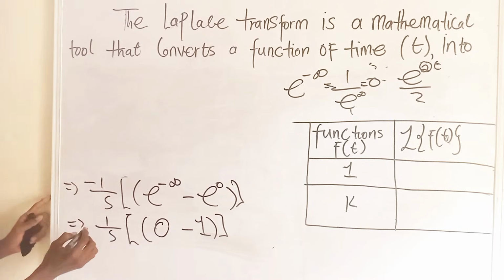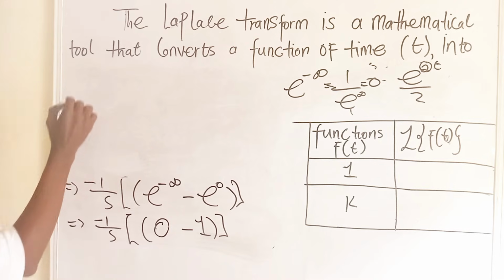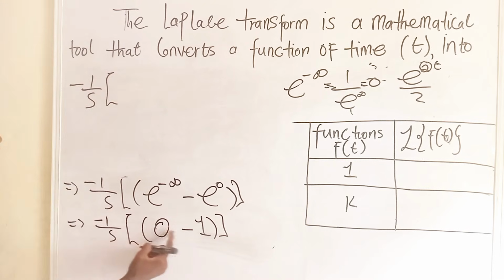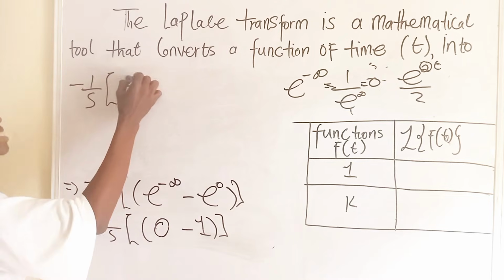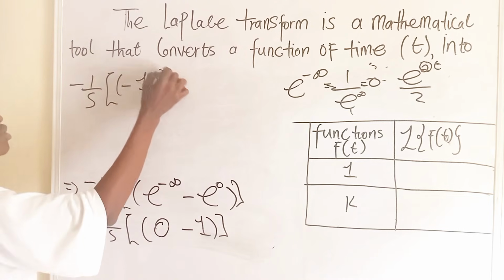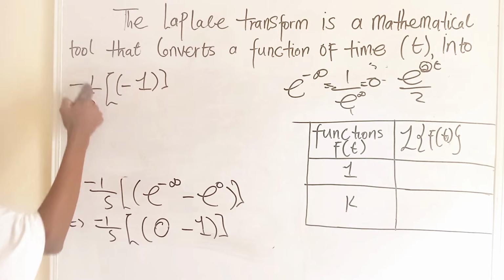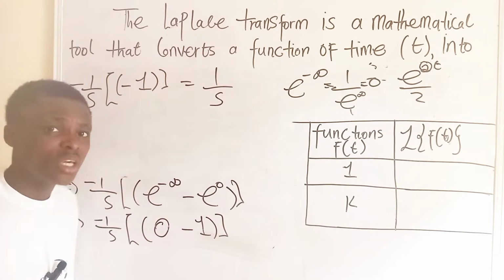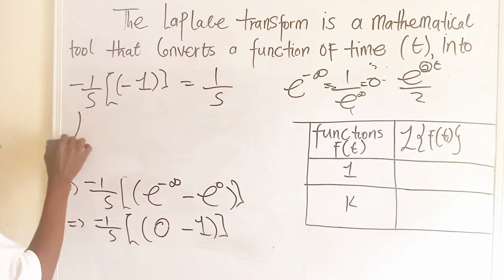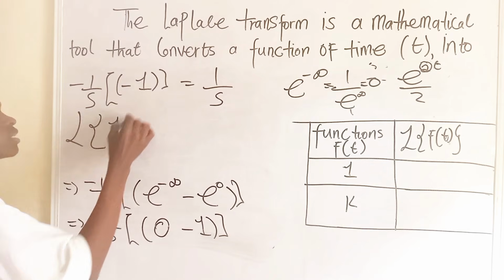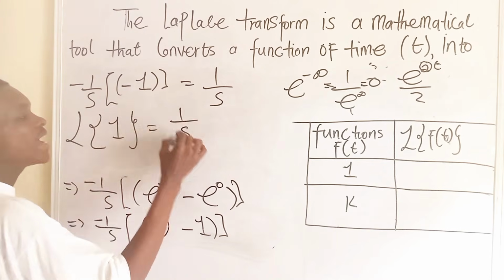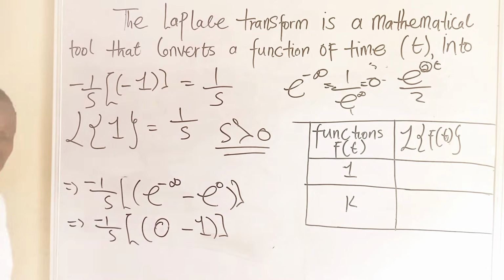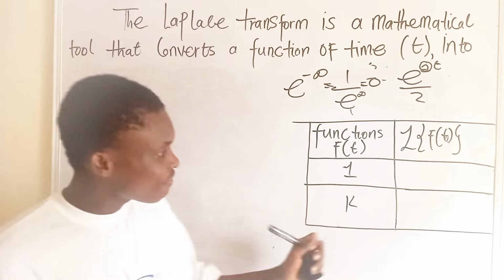All right. So from here, what do we have? We have that this is negative 1 over s into bracket. 0 minus 1 gives us negative 1. So negative 1 over s multiplied by negative 1 gives us 1 over s. So what can we say? We can say that therefore the Laplace transform of 1 equals 1 all over s, given that s is greater than 0.